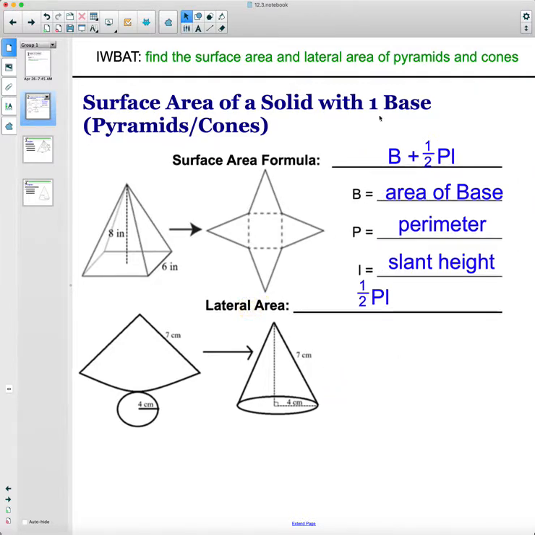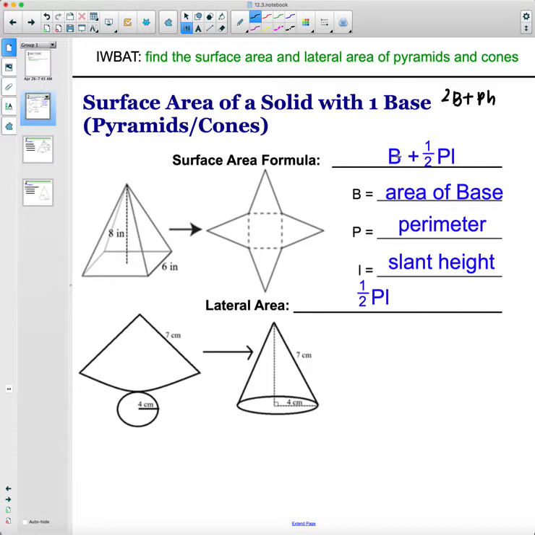So surface area formula, now it has one base. So instead of the two-based shapes, a prism or a cylinder, where it was 2B plus pH, now you're only going to see one base because there's only one base. So we just have the area of the base. And now on these shapes, the lateral faces are triangles. And remember, the area formula for a triangle is 1/2 base times height. So that's where this part of the formula is coming from too, is now the lateral faces are triangles.